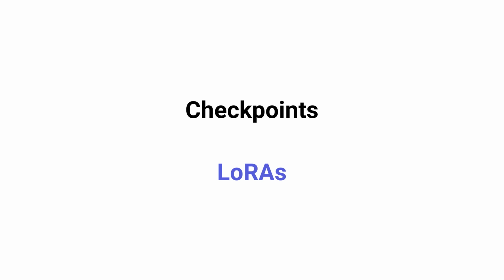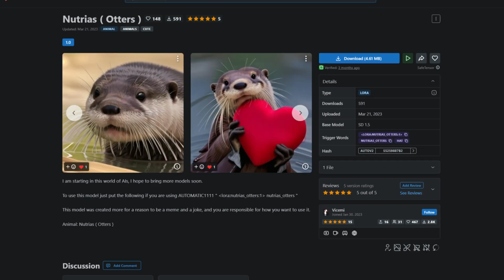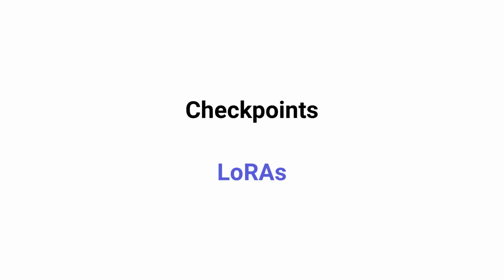The next term is LoRA. So a LoRA is a smaller file that you can use to slightly modify a checkpoint. For example, let's say you want to add Donald Trump's face to an image. You can use this LoRA for that. Or let's say you want to add an otter to your photo. You can use this LoRA. Your checkpoint wasn't originally trained with Donald Trump's face or with an otter. That's why you need to add these LoRAs to supplement your checkpoint. So think of LoRAs as small tools that you can add to your model based on whatever you want to produce. This is important because what I'm going to show you next is we're going to use a LoRA to add details and add more sharpness to our photo.